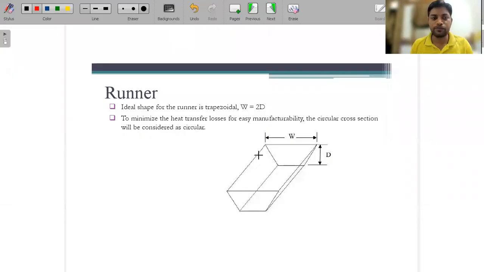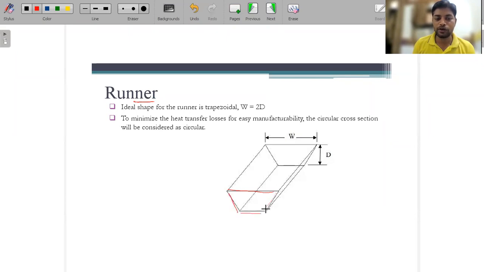Let's move to the next one, which is a runner. Runner design is not that complex, because a runner is just a horizontal passage through which we are filling the molten material. It is considered to be trapezoidal in shape. If you see this, this is the trapezoidal shape.